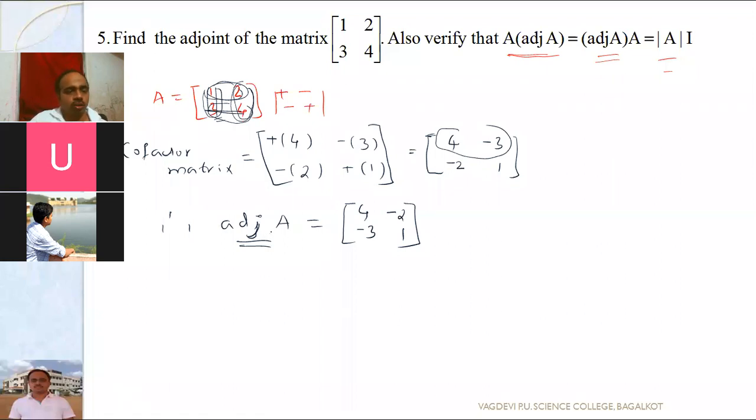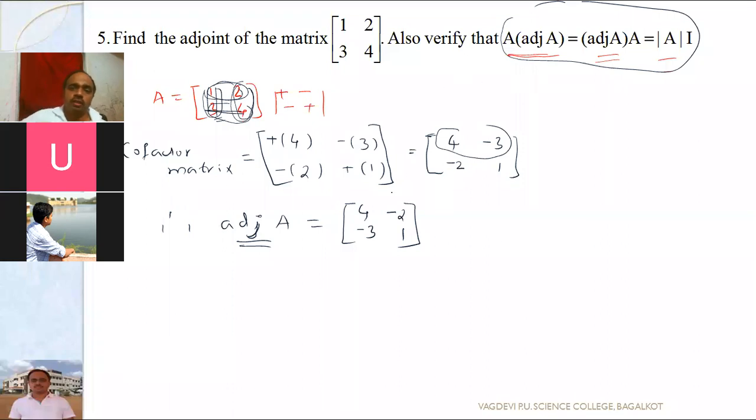In this question, I'm not finding A inverse. The question is not A inverse. Find adjoint A. Then you have to verify this property. What is the property here? A into adjoint A is equal to adjoint of A into A is equal to determinant of A into I. So I have to multiply A into adjoint A, then adjoint A into A, then at last I should get determinant of A into I.